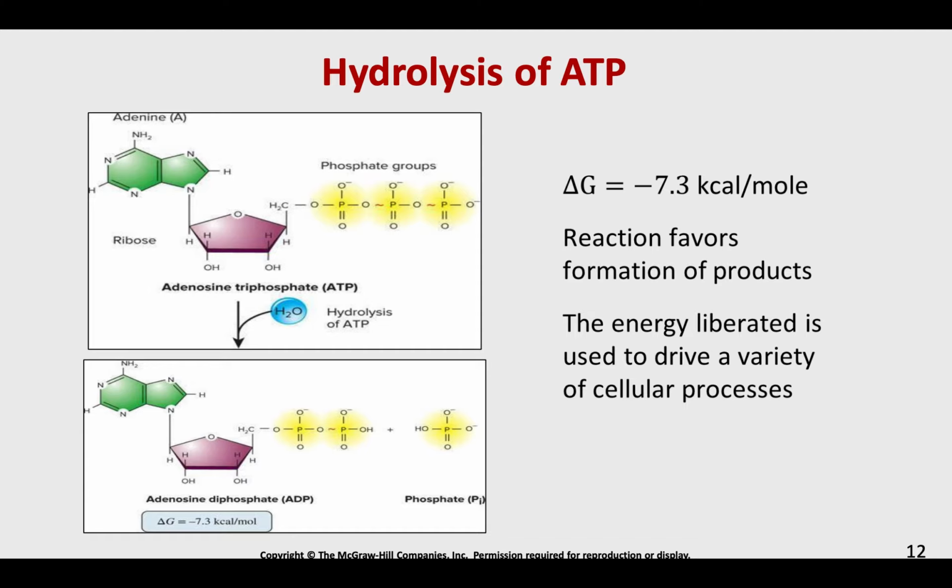But because it's negative, we know that this reaction is going to happen spontaneously. It's going to be an exergonic reaction. It's going to favor the formation of products. And the energy liberated is used to drive a lot of cellular processes, like active transport.